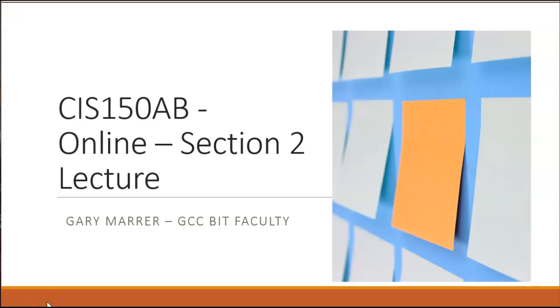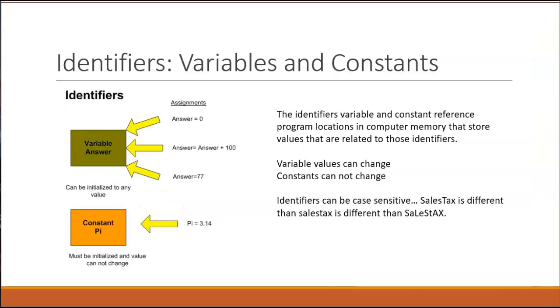This screen capture is from my CIS 150 AB online class, and in it I want to talk about topics covered in Section 2. Section 2 starts off discussing identifiers. Now an identifier identifies something, and what it's used for in logic and also programming is a way for us to associate a name with something that's stored in our computer's memory.